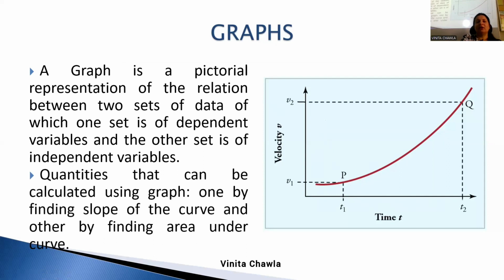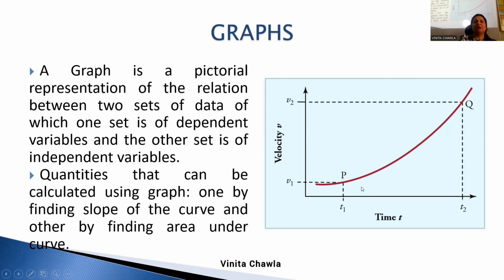Quantities that can be calculated using a graph: one by finding the slope of the curve and the other by finding the area under it. The quantity that we find by slope of the curve is, we simply divide y2 minus y1 upon x2 minus x1. This is what we do. And we get the quantity which comes by dividing the quantities that we have on the graph. For example, here we have velocity and time. So when we divide velocity and time, we get acceleration. So the slope of this graph will give acceleration.